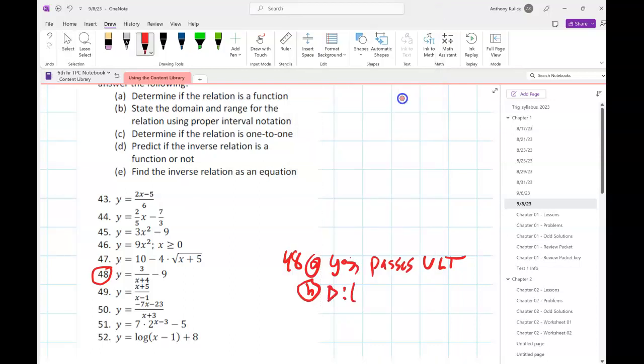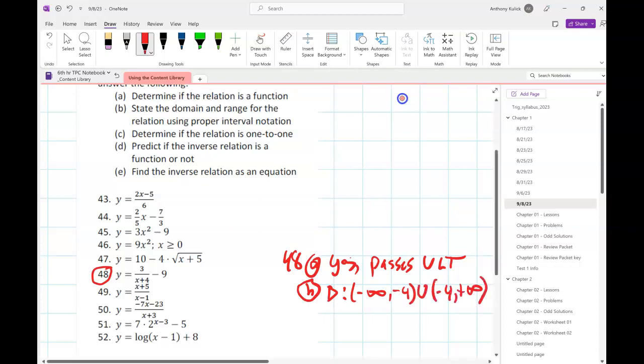So for the domain, I'm just going to write like a two-part interval going from -infinity to -4, and then -4 to +infinity. Notice that -4, both sides, I'm going to use a parenthesis because there is no point that has that x coordinate -4, because that's where that vertical asymptote looks like it is.